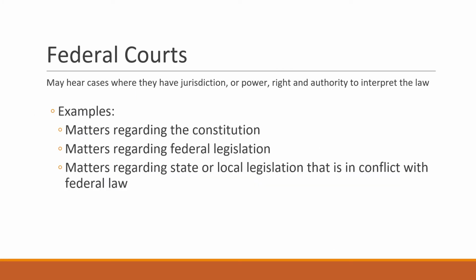Federal courts tend to hear cases regarding the Constitution, regarding legislation that's passed by the federal government. And the other thing that they sometimes intervene in is when state or local legislation is in conflict with federal law. So for example, if a state passes a law that's in direct conflict with a federal law, you see this lately with things like immigration. You see this with abortion laws, local abortion laws that are in conflict with federal law. And so the federal courts will intervene and hear those cases and make decisions.